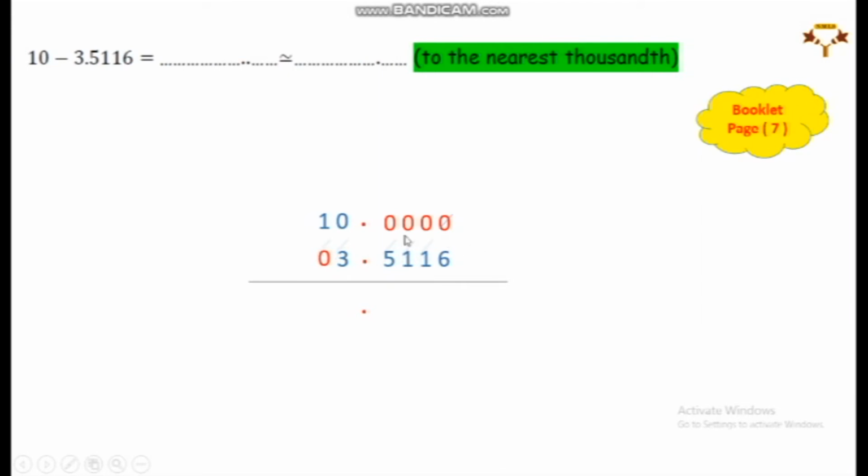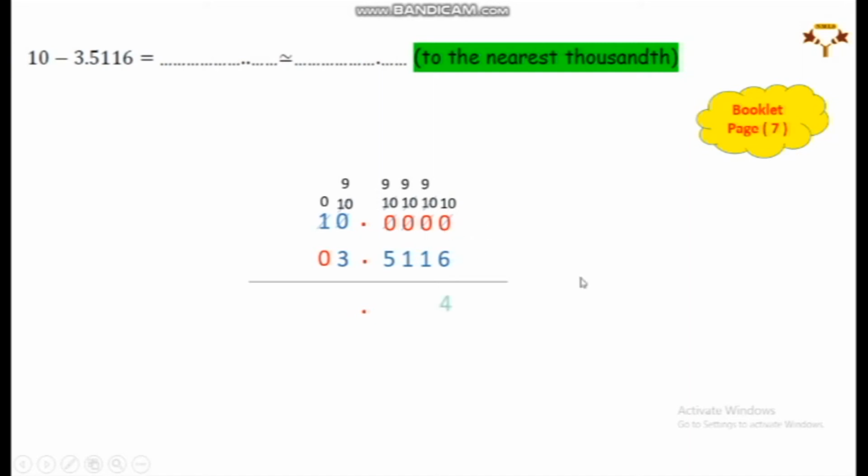Here it doesn't go, so I have to go and borrow 1 from this 1. So now the 1 will be 0 and 0 will be 10. Now this 0 will take from the 10, it will be 9 and this will be 10. By the same way we do it to reach the last 0.